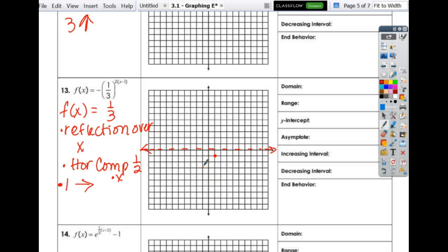Now, I get a horizontal compression of a half. Well, what's my x right now? If I multiply by half, where does that go? Right here. And then go over 1. So here's my point right here. So connect the dots. Kapow.